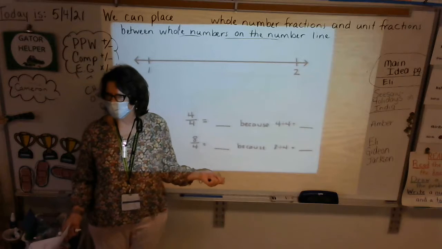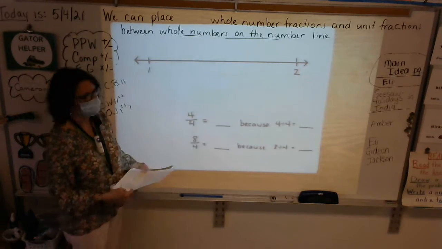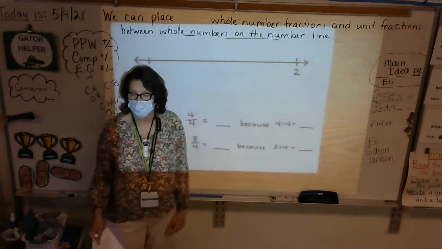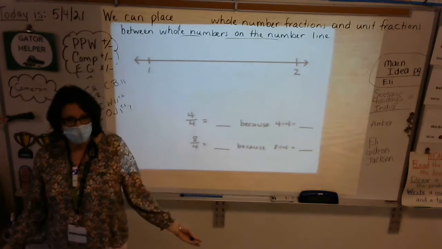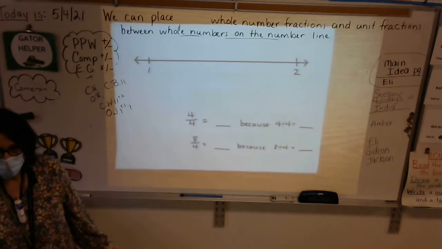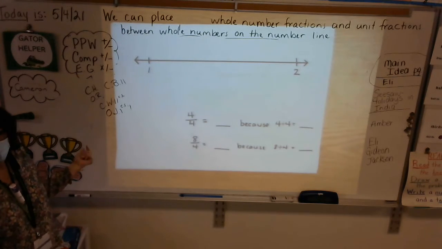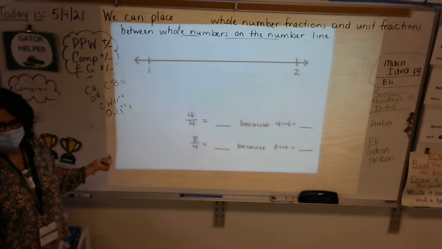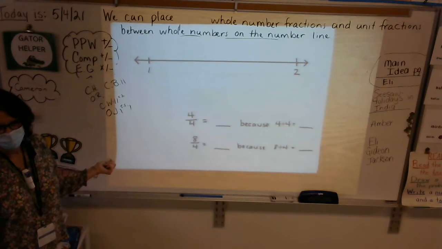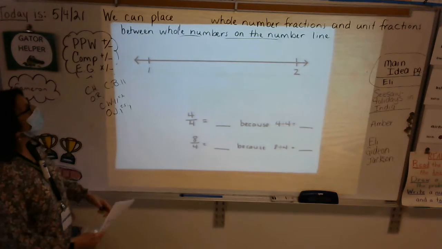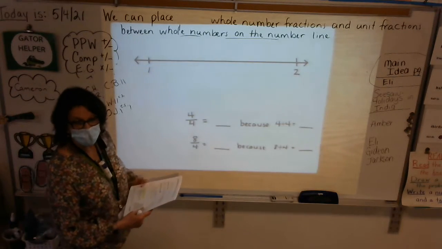What are my endpoints on my number line? Cleo. 1 and 2 wholes. Very good. Well, where the heck did my 0 go? Where is it? I see Val pointing. Val, where'd 0 go? He's not in the view on that part of the number line. Very good. I love the way she said he's not in the view of that number line.